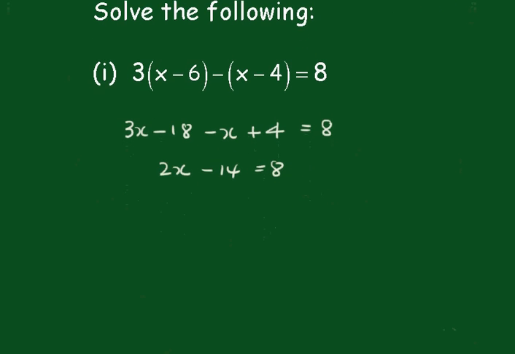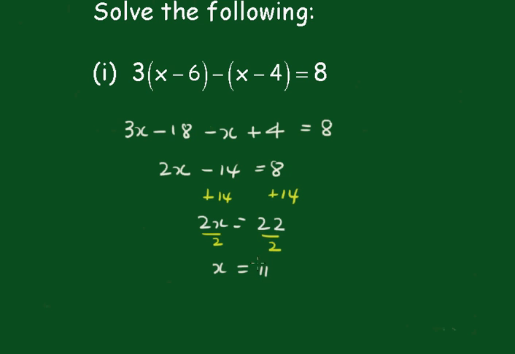And back to a very simple one. We're going to add 14 to both sides. That's going to give me 2x. Now, 8 plus 14 is going to give me 22. Now, we'll divide both sides by 2. And now we get the result of x being equal to 11.